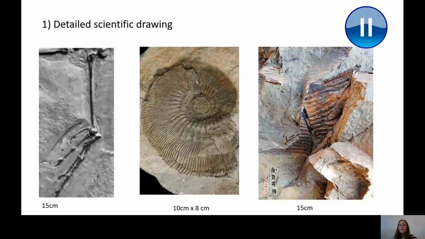So these are the 3 fossils that I'm going to give you to look at today. In a minute, I would like you to pause the video, and then you can go and get yourself a piece of paper and a pencil. And I would like you to do a detailed scientific drawing of one of these fossils. So you need to choose one. And it could be the one that you think you know what it is.